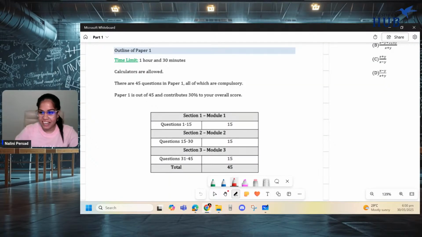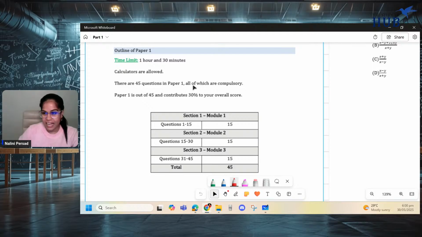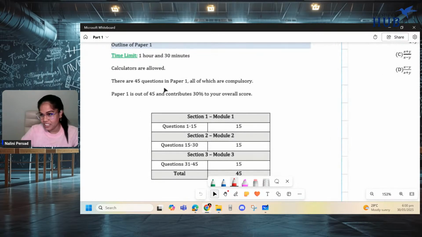Right. Good evening, everyone. So today we want to do some pure maths, unit 1, multiple choice questions. My name is Miss Nalini and I'm a teacher at the Student Hub. So today we want to try to get 45 multiple choice questions done.